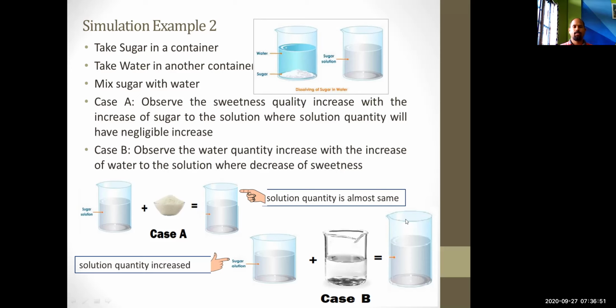So sugar quantity, water quantity, two inputs are there. And two outputs, one is the solution level, and another is the sweetness. So two inputs, two outputs. Now you can understand the actual meaning of this simulation. You have to do some programming to show this simulation.